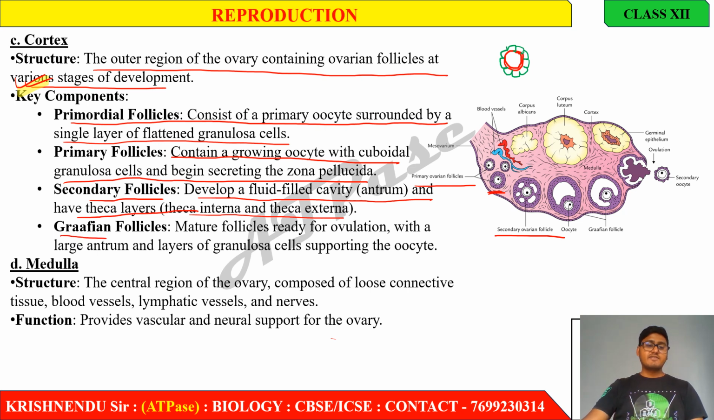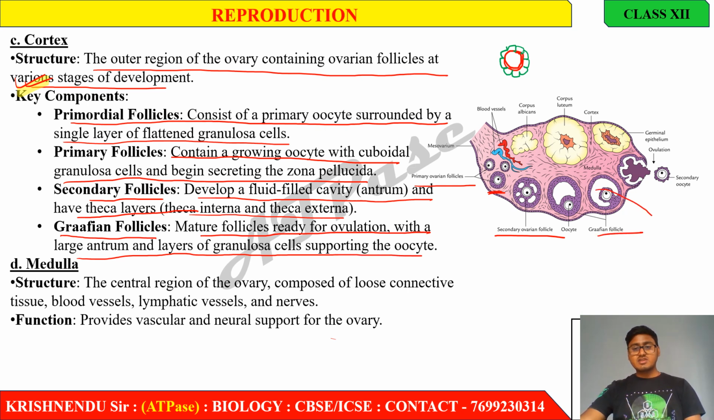And lastly the Graafian follicle, that is a mature follicle ready for ovulation, with a large antrum and layers of granulosa cells supporting the oocyte. So this is the Graafian follicle, this is the antrum, and this is the oocyte. So this is the Graafian follicle, the mature follicle. Next, medulla.